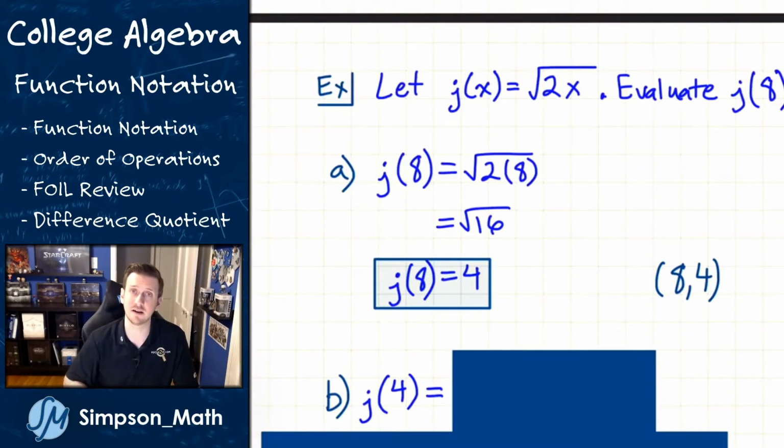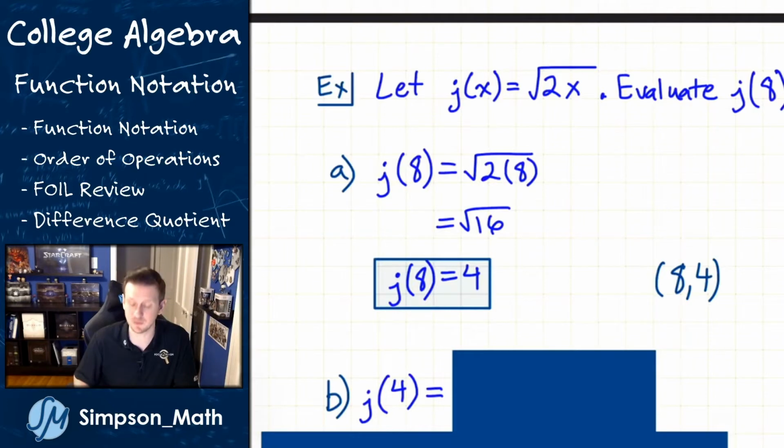So let's go ahead and get started with j of x, which is equal to the square root of 2x. So we're going to find just a few evaluations first. Let's evaluate j of 8. Instead of x, we're going to write 8. So 2 times 8 is 16, and the square root of 16 is 4. So if I plug in an 8 into this function, a 4 is going to pop out.